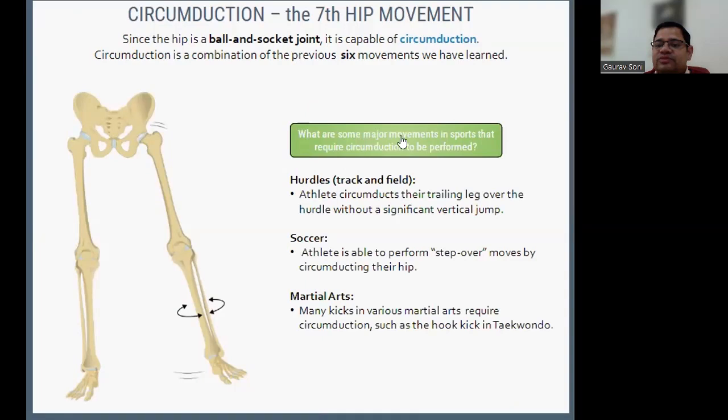So what are some major movements in sport that require circumduction? As you may know, in hurdles in track and field, athletes circumduct their trailing leg over the hurdle without a significant vertical jump. In soccer, athletes are able to perform step-over moves by circumducting their hip. And in martial arts, there are various kicks they give after rotating their leg in all six directions. So this is the circumduction of the hip joint.